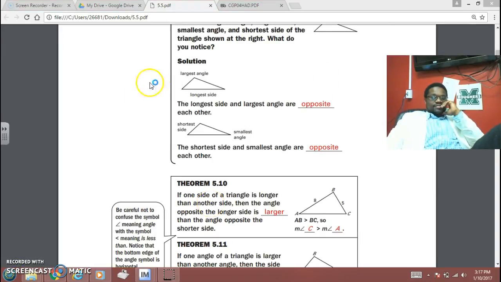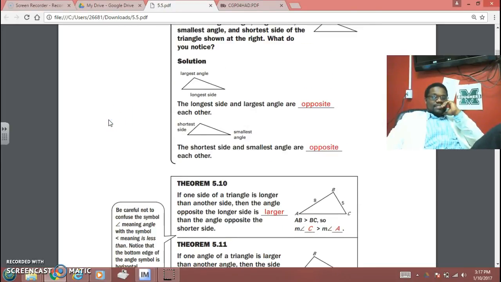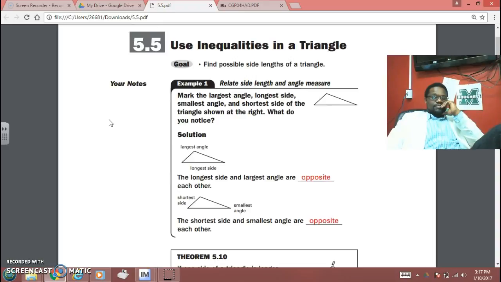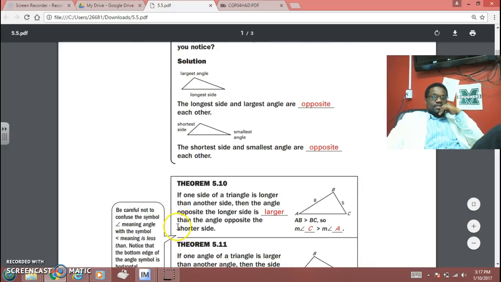All right. What I should have been saying is this right here. You got this example here. It says mark the largest side, longest side, smallest angle, and sort of thing like that. Here's what you need to know. These two lines here and these two theorems here.